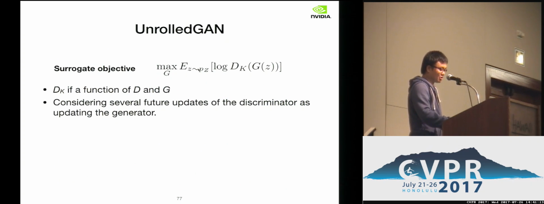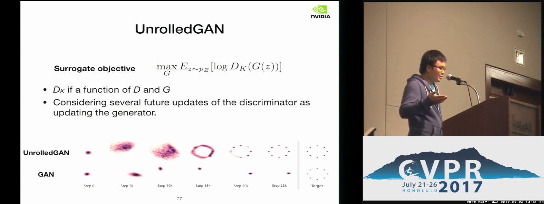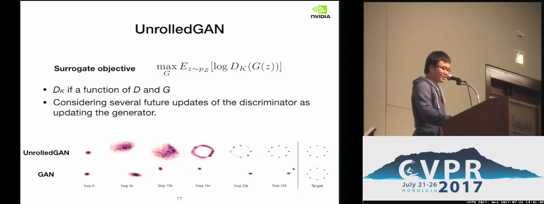So this is their objective function when training the generator. Instead of D, they use D_K, which is derived from the current discriminator and the generator. It's an unrolled version, so you have many of them, and it considers several future updates of the discriminator when updating the generator. They compare this Unrolled GAN to GAN training and show that for the Gaussian cloud cases we talked about earlier, it is able to capture all the modes. But when you just use GAN, it only oscillates between different modes.